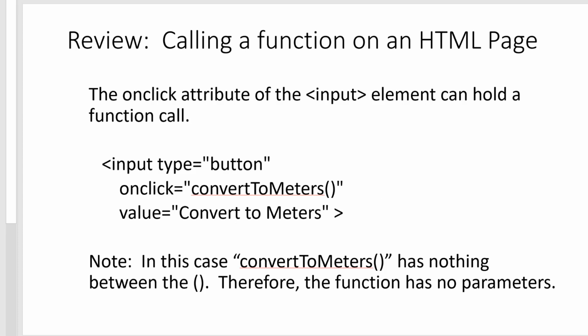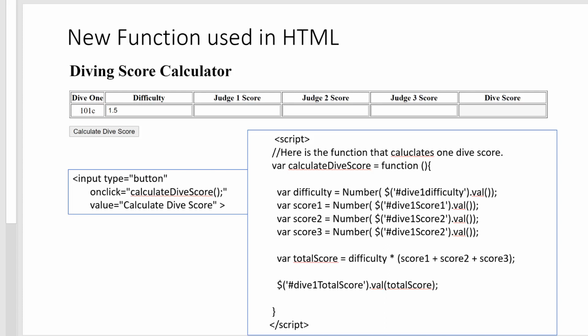Let's take a look at a new example. Here we have a dive score calculator, and the snippet is of the page where we have different dives. It has a difficulty, and we can enter judges' scores, and then we want to calculate the diver's score for that particular dive when we press this calculate dive score button. So for the button on click, we tell it to call this function, and in the script tag we define this function. So it's very similar to what we did when we were calculating the temperature.